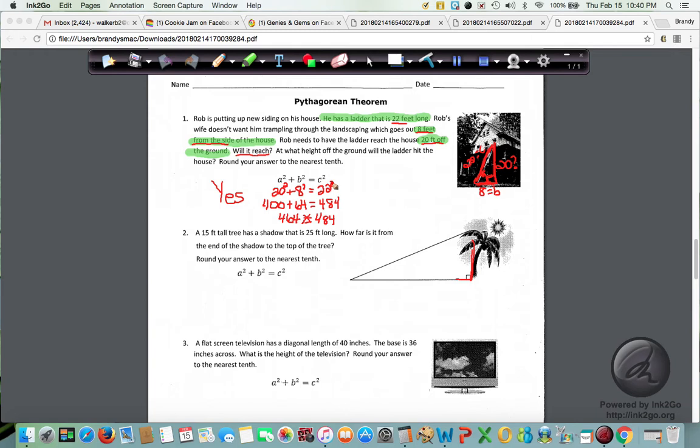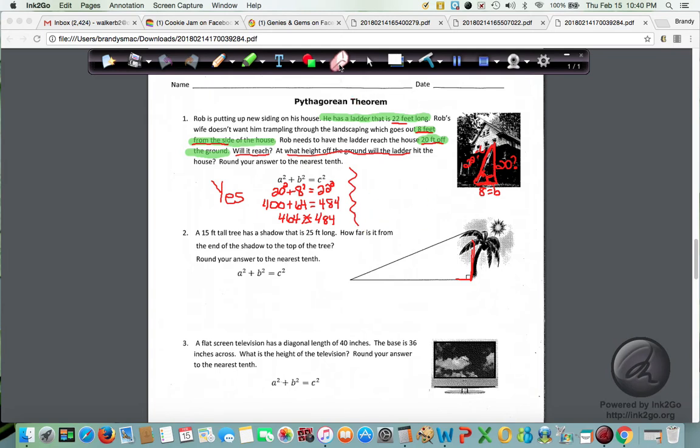My guess, and we're going to figure this out in a second, my guess would be that it actually is going to be higher than 20 feet because the 22 feet that is his ladder is higher than the combination of the 20 squared plus the 8 squared. So you know how I tell you to take an educated guess? It says what height off the ground. Oh, well, that's funky. What height off the ground will the ladder hit? I'm guessing it's going to be over 20 feet. So we're going to figure that out over here.